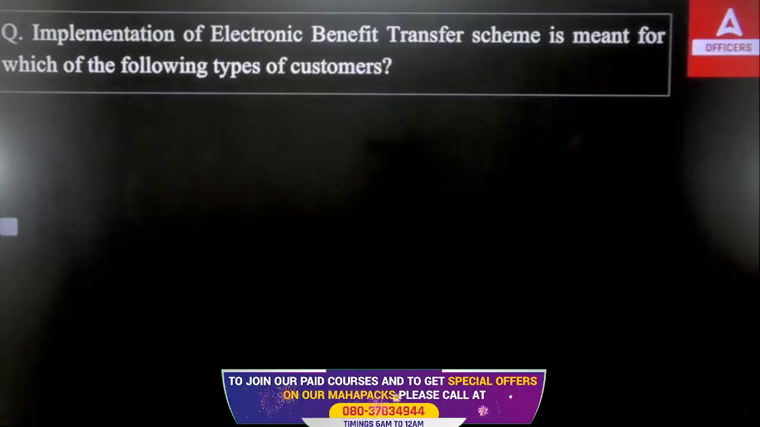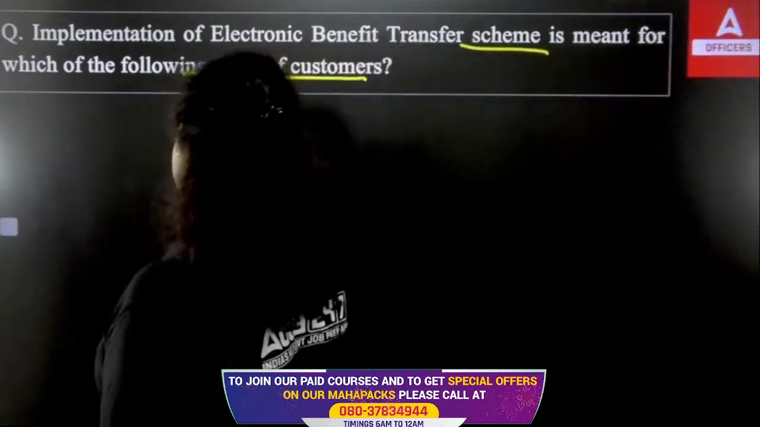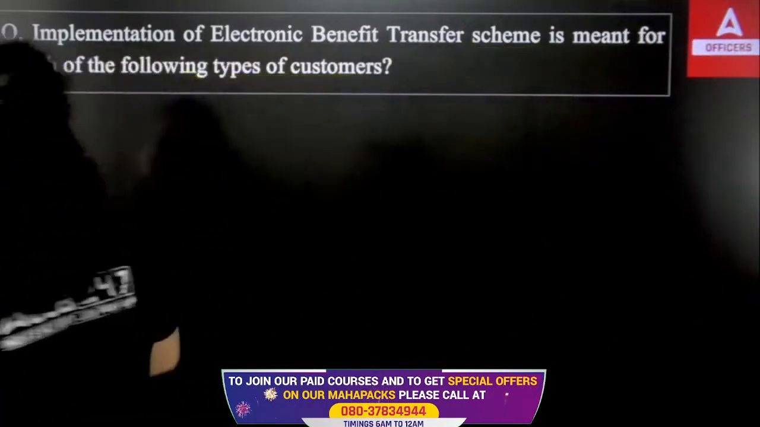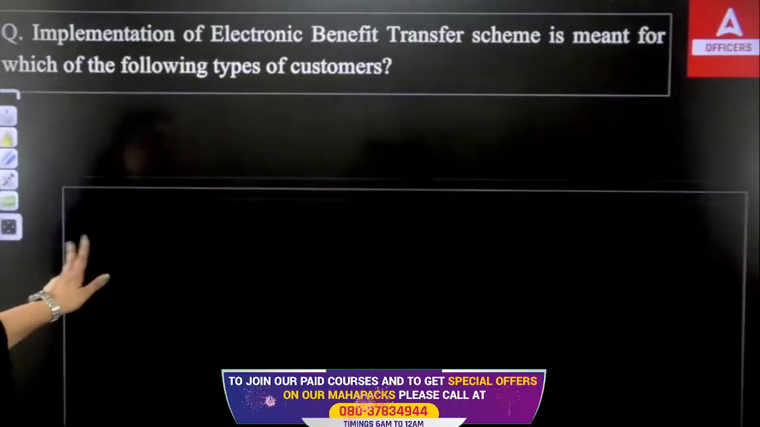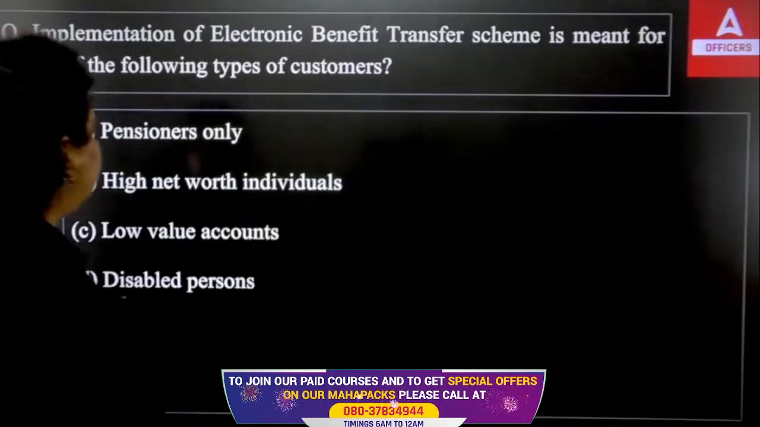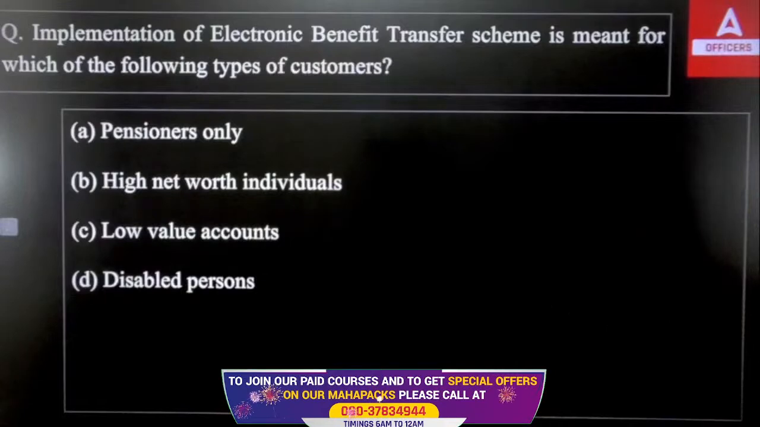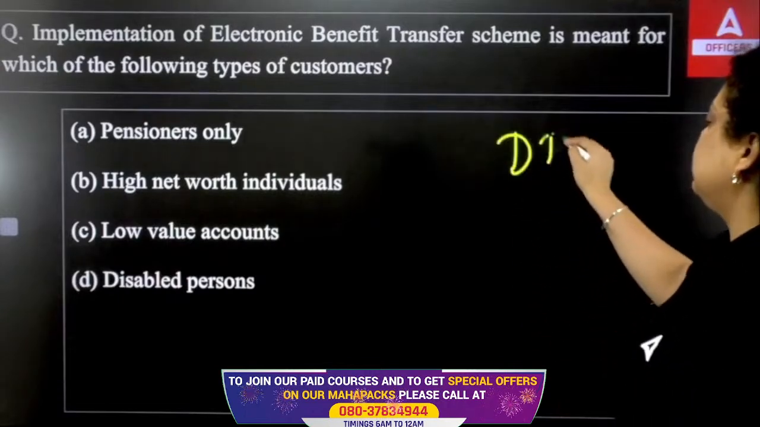Now we have: implementation of electronic benefit transfer scheme is meant for which of the following types of customer. So if you are providing the electronic benefit transfer scheme, you have to tell which type of customer it is for. It is for pensioners only, high net worth individual, low value accounts, disabled persons. Electronic benefit transfer scheme. Also, similarly, there is a direct benefit transfer scheme.